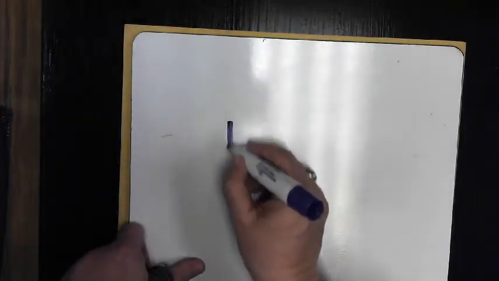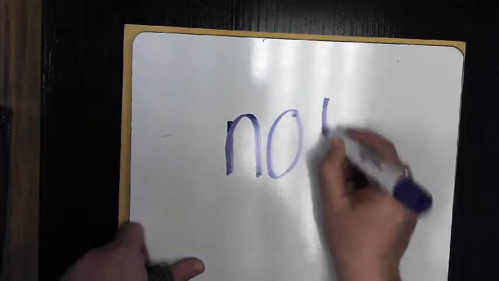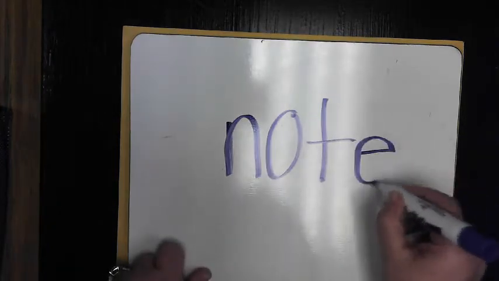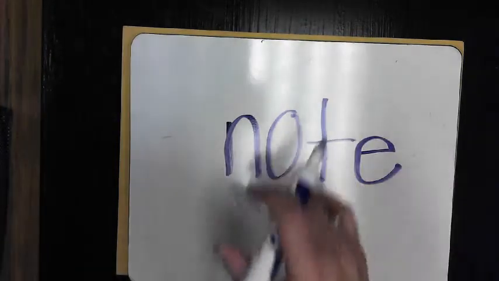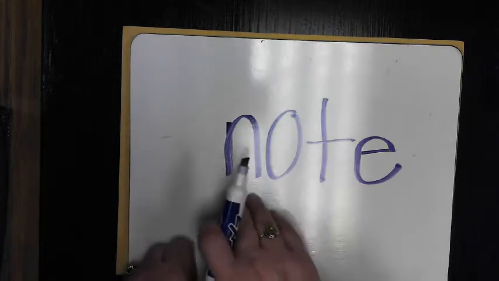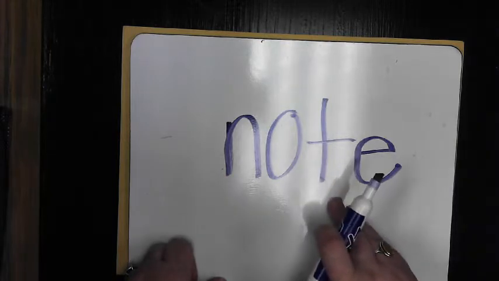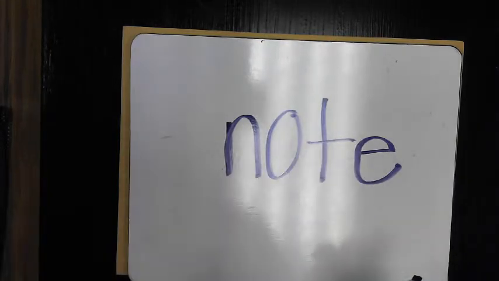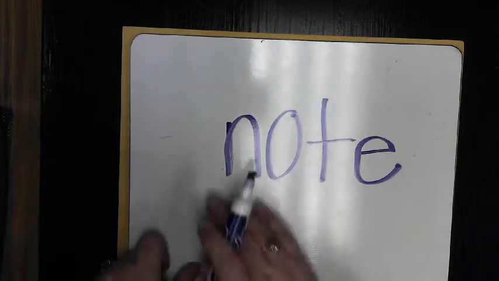So let's try another one. What if I have the word not, N-O-T, not, and then I add that bossy E. That E is going to tell that O to say its name. So now I have N-O-T, N-O-T. What's my word? The word is note, like you write someone a note.